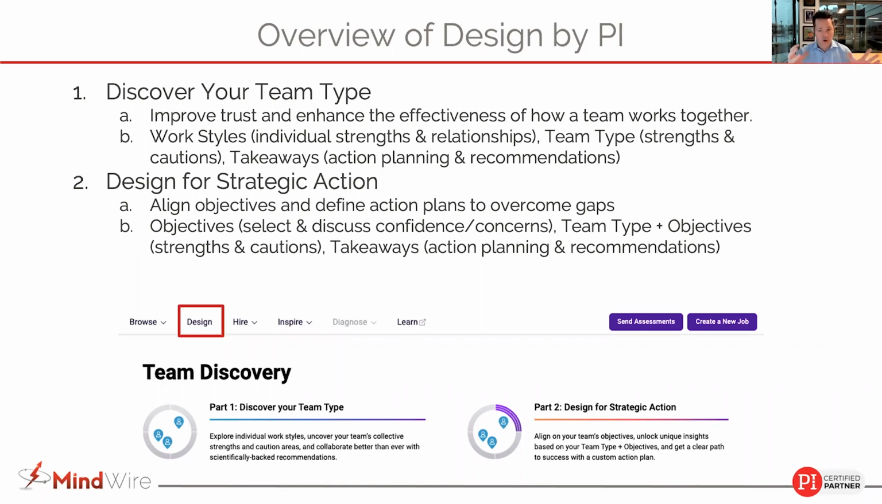So a cool part of it is certainly the awareness you get of your team type and the strengths and the caution areas. But the best part of it is let's do something about it, right? Let's take actions to make sure that those strengths are leveraged and those gaps don't get in our way of achieving success. And that's where this design thing can impact outcomes. So we're going to go much deeper into the overview of the process of discover team type and strategic action, and some best practices, and share some case studies.